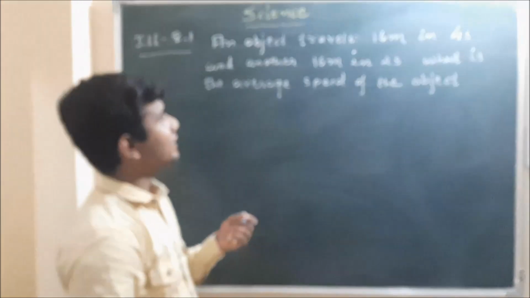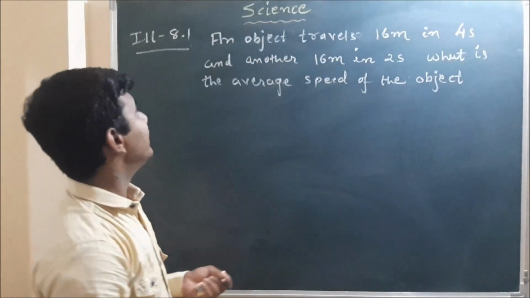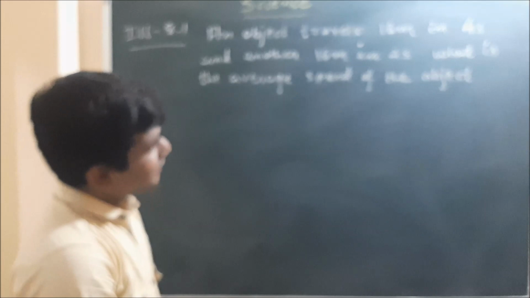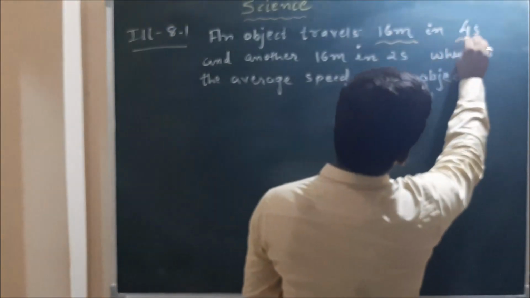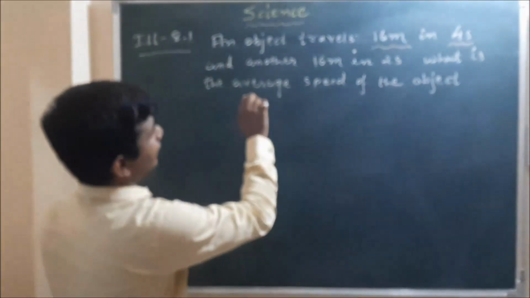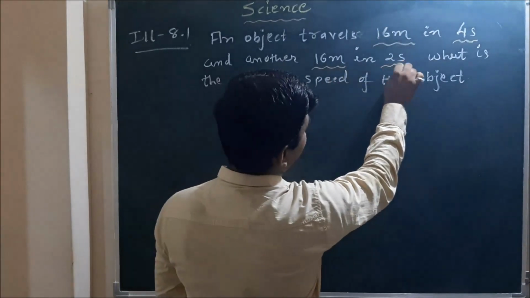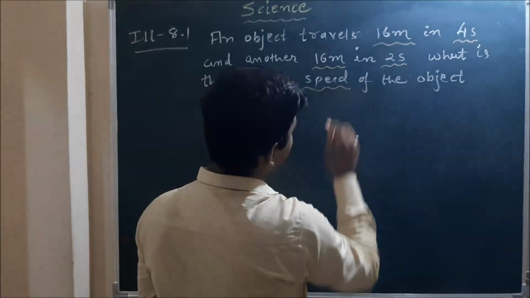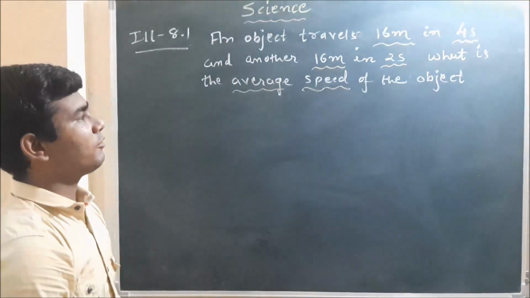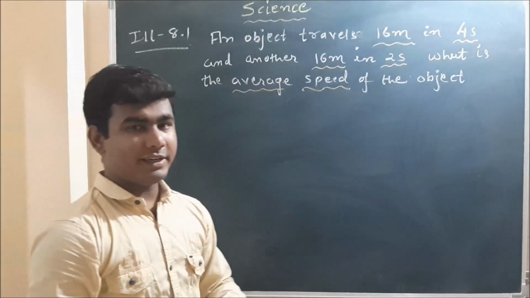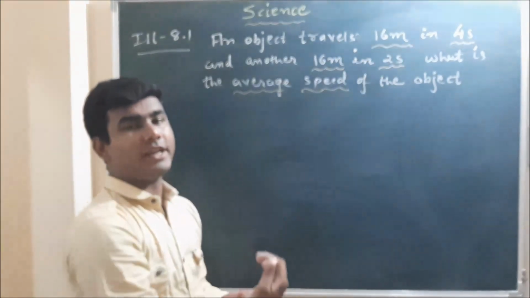Okay, let's clear our concept of speed and velocity by using different illustrations. Here we have illustration 8.1. In that, an object is traveling 16 meter in 4 seconds, and another 16 meter in 2 seconds. What we have to find out is the average speed. It's very simple. To find average speed, first we will require a formula. What is the formula of average speed? It is simple: total travel distance upon total time taken.